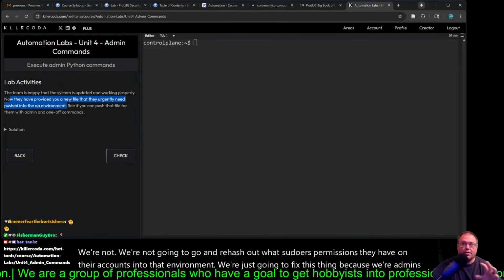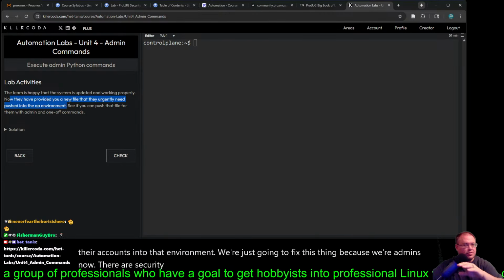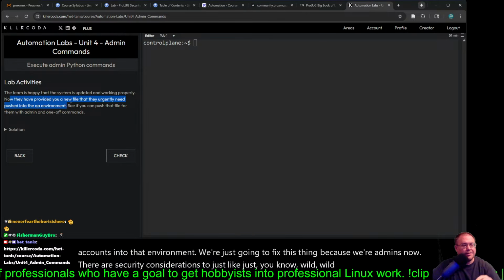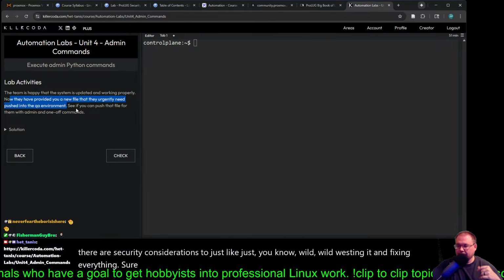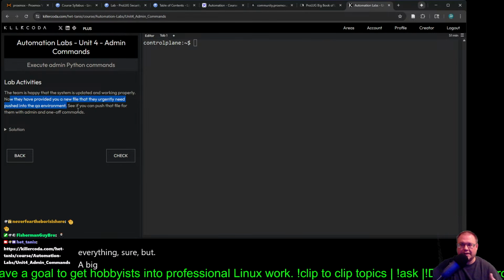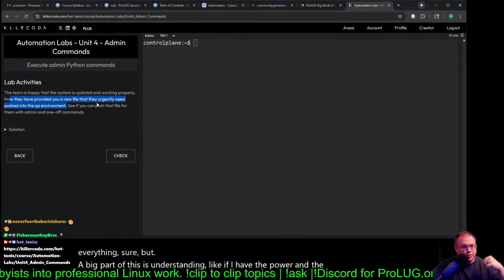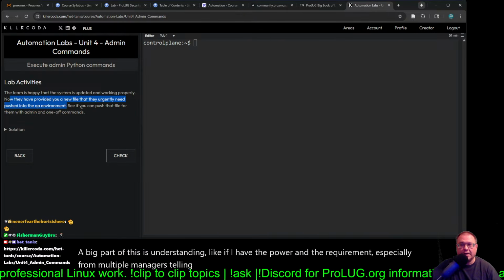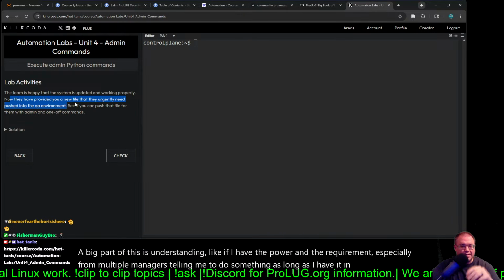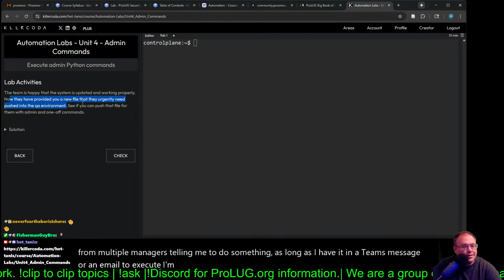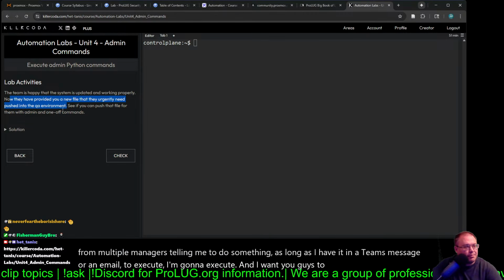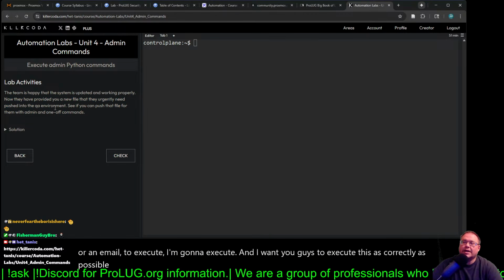Now, there are security considerations to just wild westing it and fixing everything, sure. But a big part of this is understanding, if I have the power and the requirement, especially from multiple managers telling me to do something, as long as I have it in a Teams message or an email to execute, I'm going to execute. And I want you guys to execute this as correctly as possible. So, all right. Now, see if you can push that file.